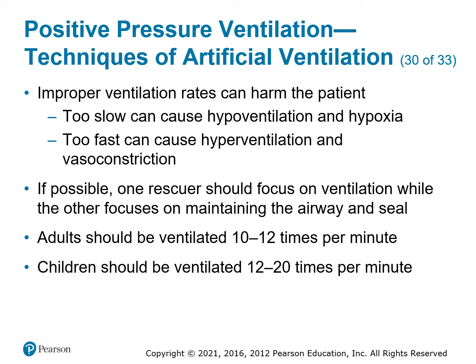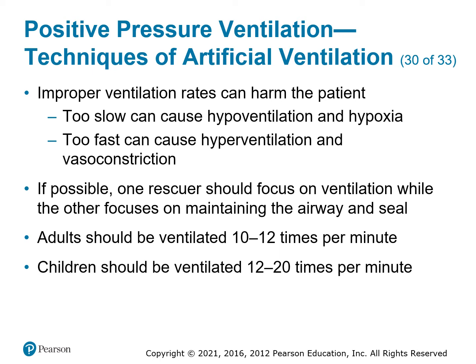Keep in mind we have a normal ventilation rate, and if we are providing positive pressure ventilations too fast or too slow, we can cause complications. If possible, one rescuer should focus on ventilation while the other focuses on maintaining that seal. Again, adults should be ventilated every 10 to 12 times per minute. Usually through our AHA CPR, we are instructed to ventilate 1 breath every 6 seconds. And in the event of CPR, remember it is 30 compressions with 2 breaths.